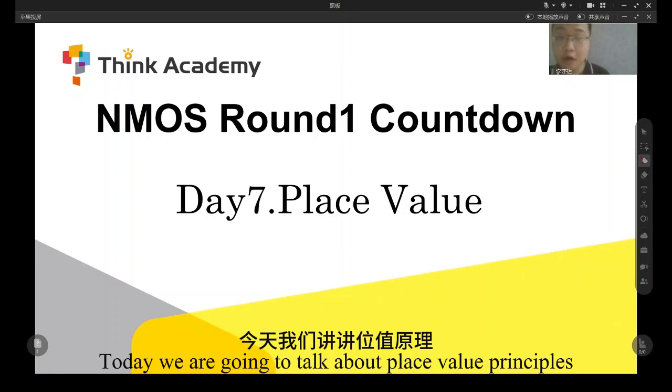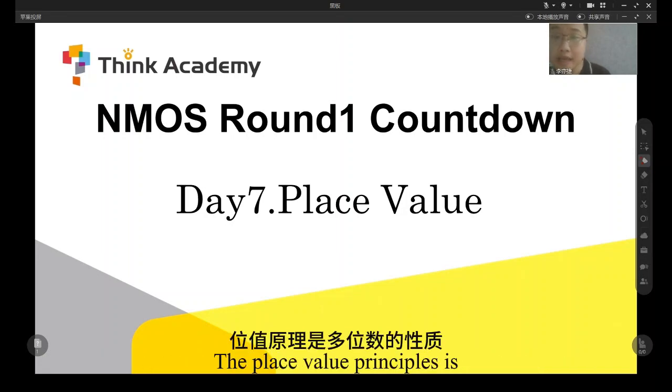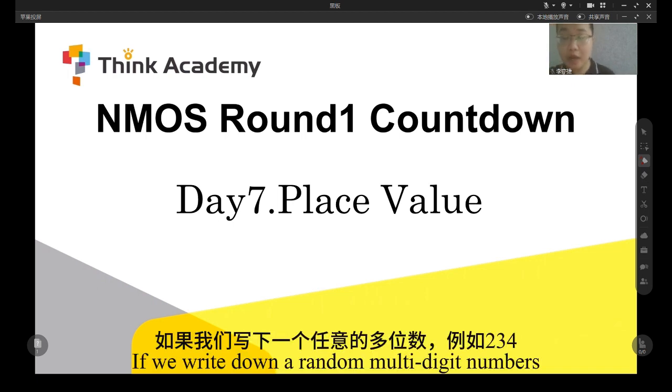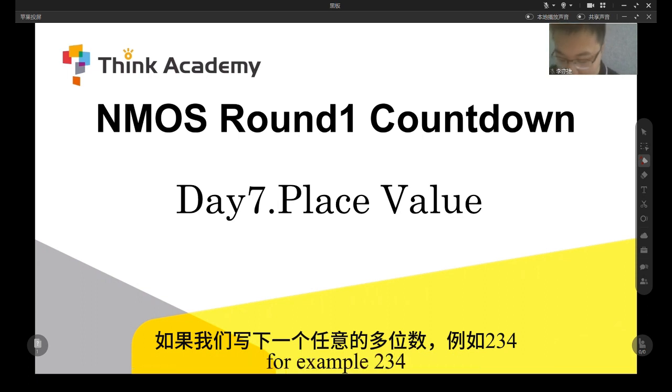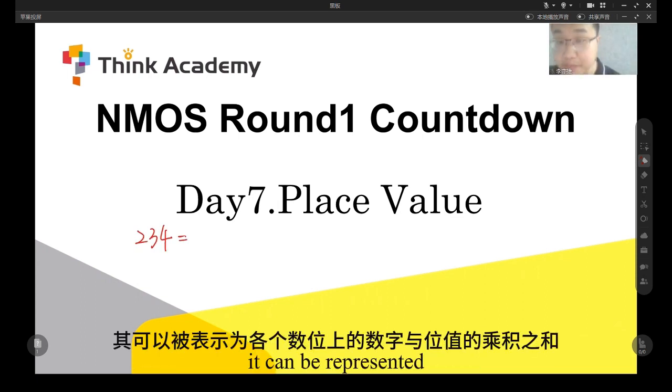Today we are going to talk about place value principles. The place value principles is about multi-digit numbers. If we write down a random multi-digit number, for example, 234, it can be represented by the sum of each digit times its value.